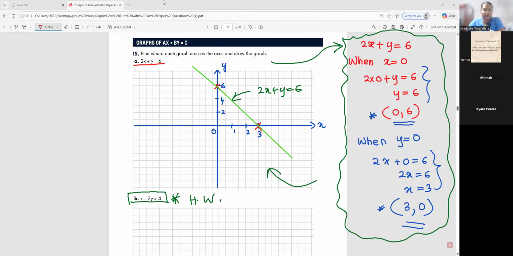Write the second equation, this one, to do as homework. It's there in the tute, soft copy is there. No?